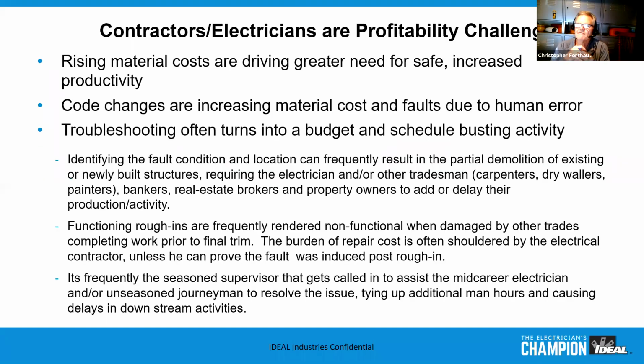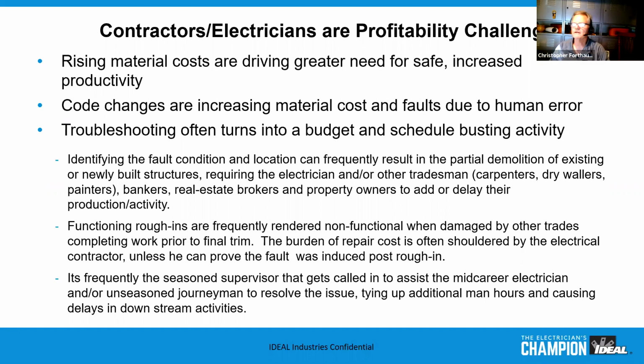One of the things we found from talking to a number of contractors and electricians is that there's a profitability challenge today. That's due to rising material costs, code changes increasing material costs, and faults due to human error. And when you get into a troubleshooting or service situation, it often turns into a budget or schedule busting activity because you don't know what you're going to encounter. There are a number of different reasons for that.